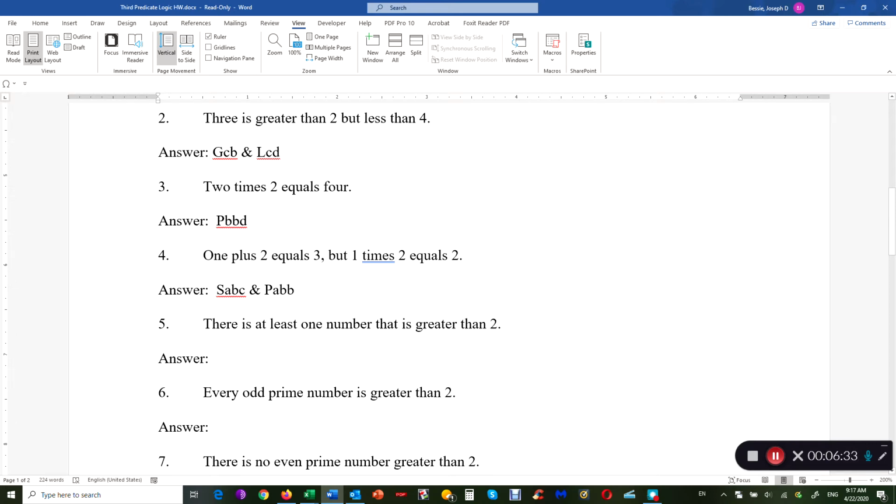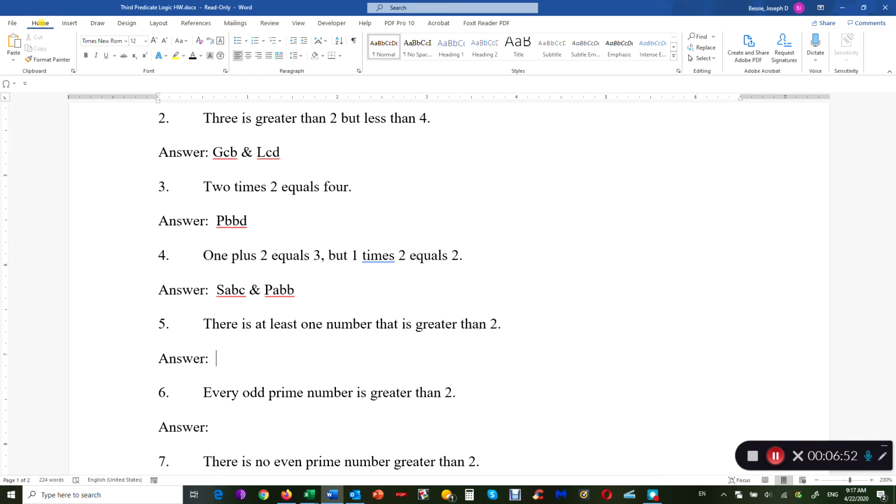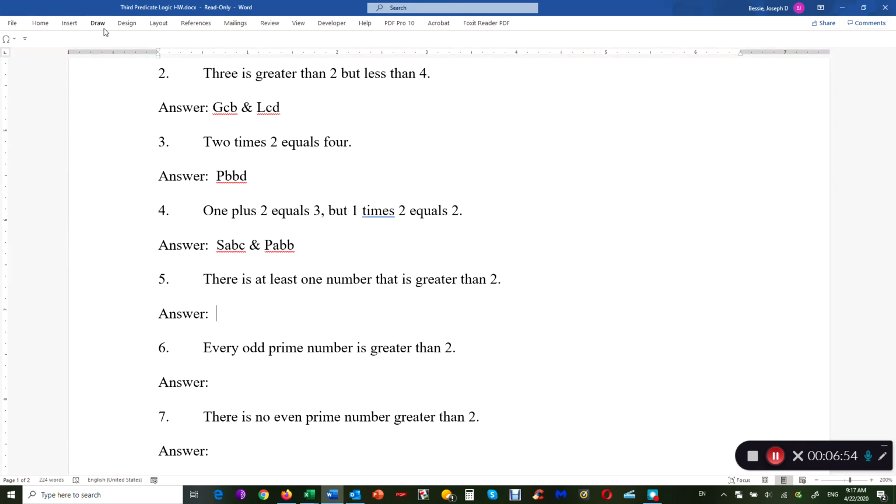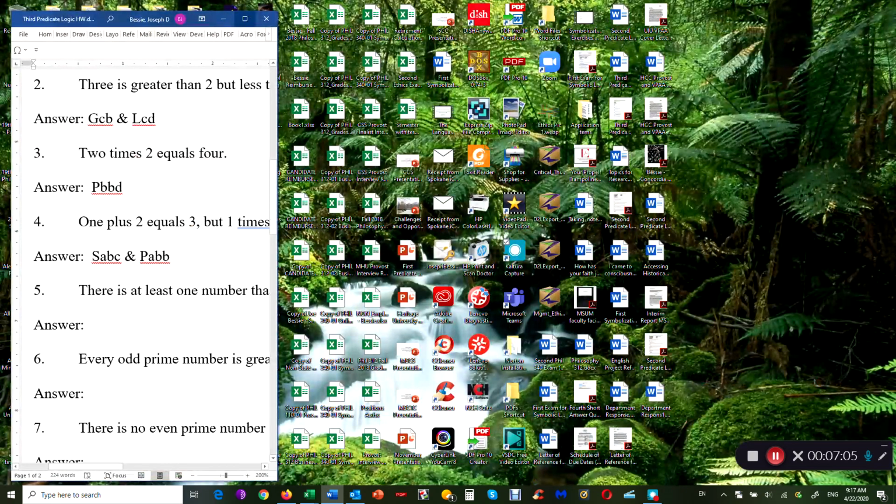Moving to the next statement. Now here, there is at least one number that is greater than 2. There is at least one is going to be, there exists an x, so let's put, now we have our first quantifier for this set of exercises. Oops, I lost my bar there. Let's see here.